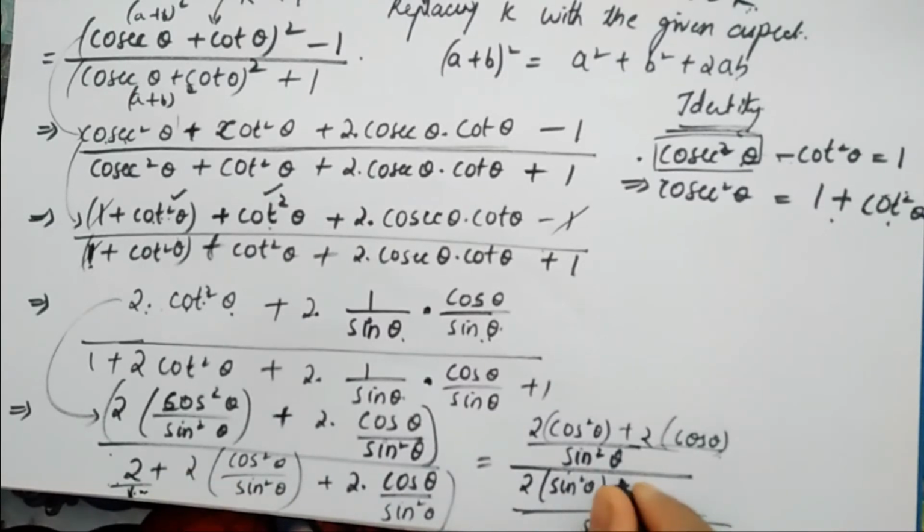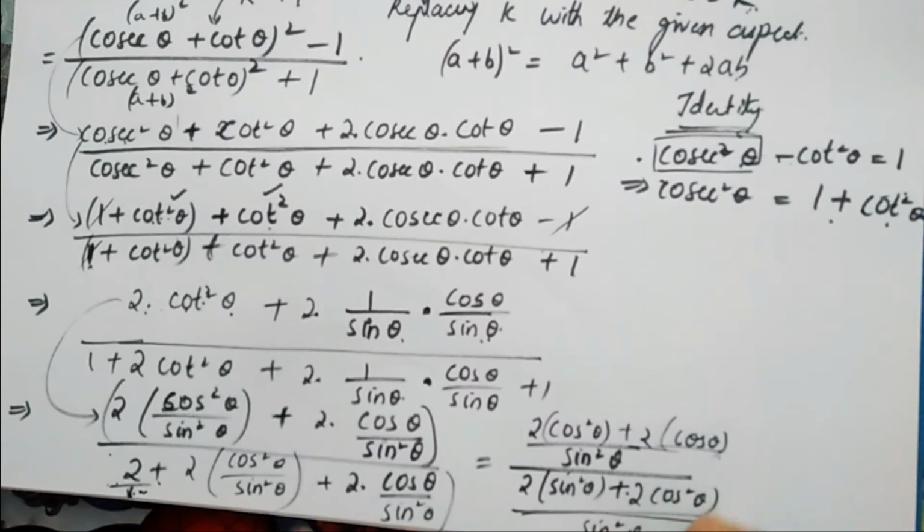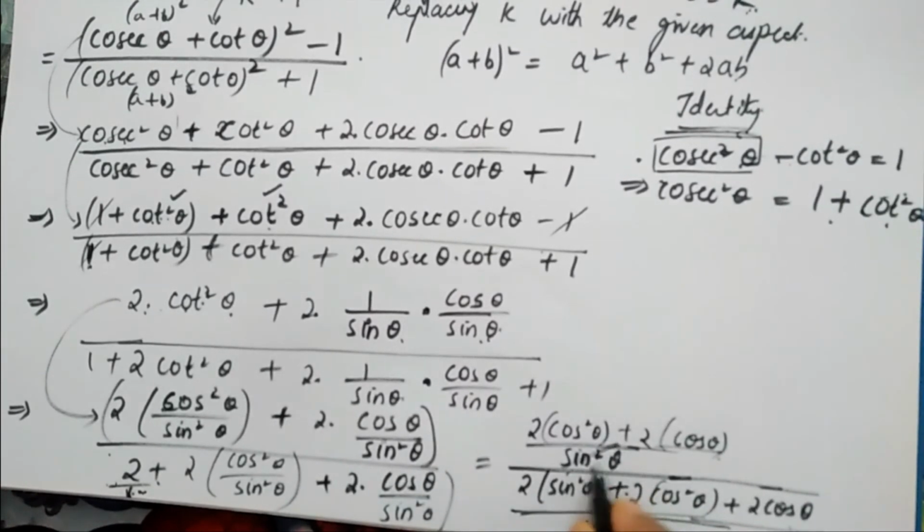Next is plus 2 into cos square theta, right? 2 into cos square theta. Now this is 2 into cos theta plus 2 into cos theta, right? Sine square and sine square get cancelled here.